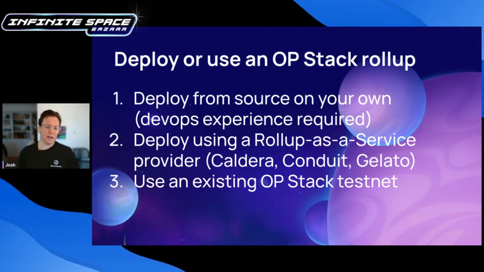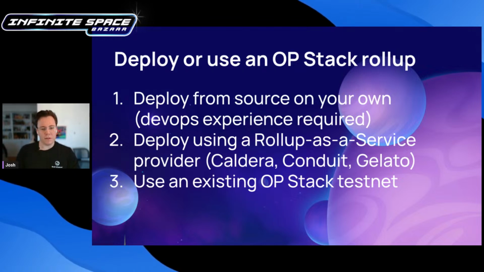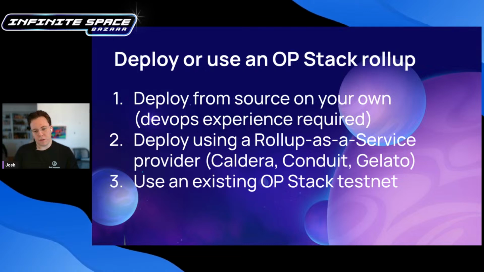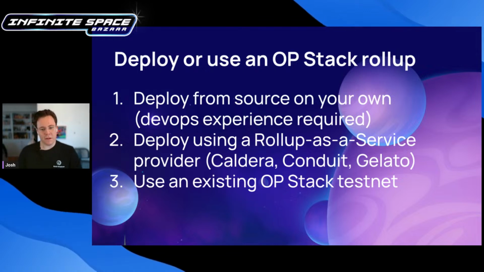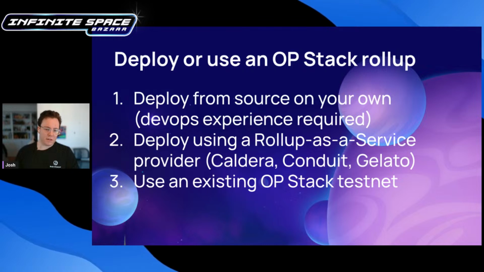The second way, and probably the easiest way to actually deploy your own rollup, is to use a rollup as a service provider like Caldera, Conduit, or Gelato, and others to come. And the third way would be to use an existing OP Stack testnet.